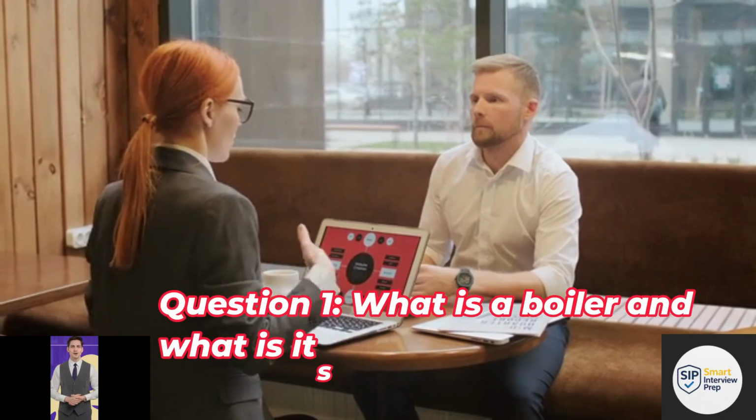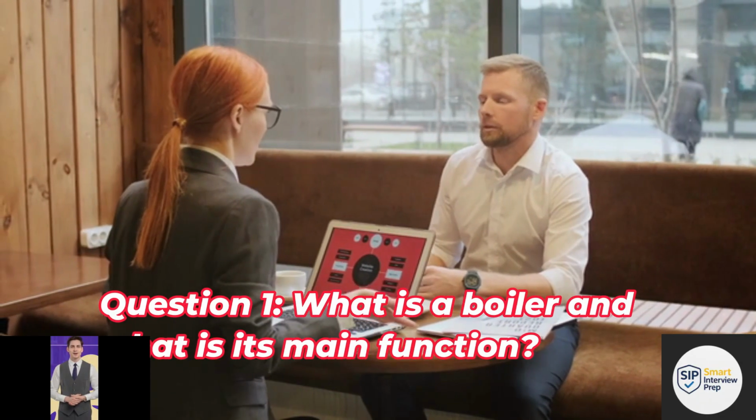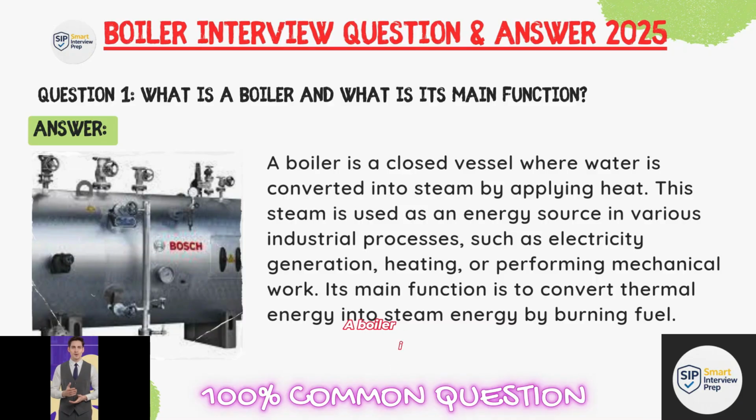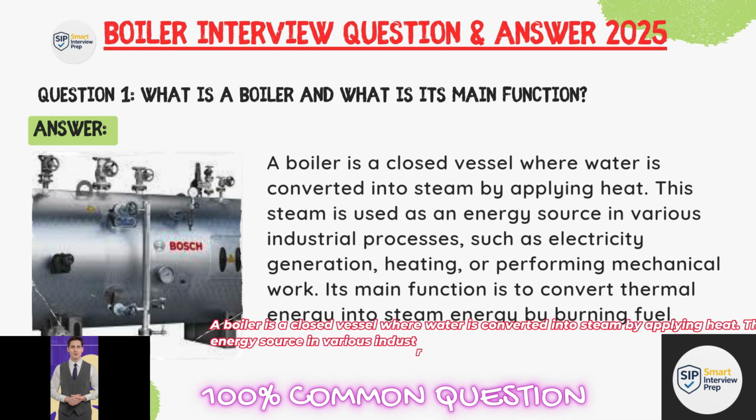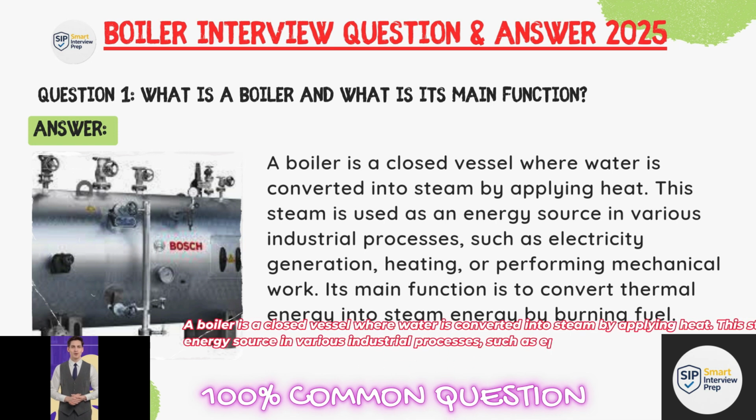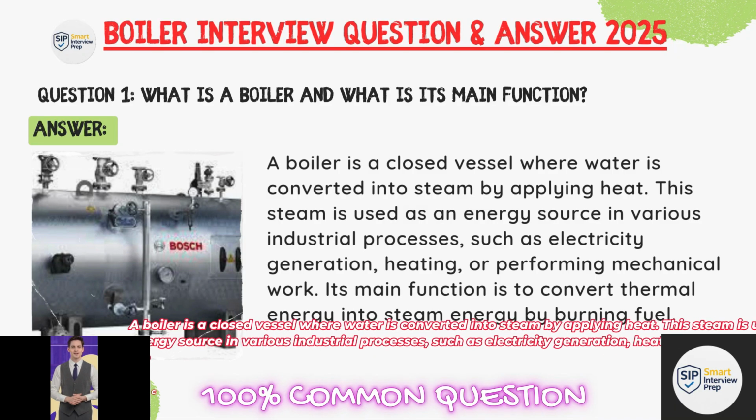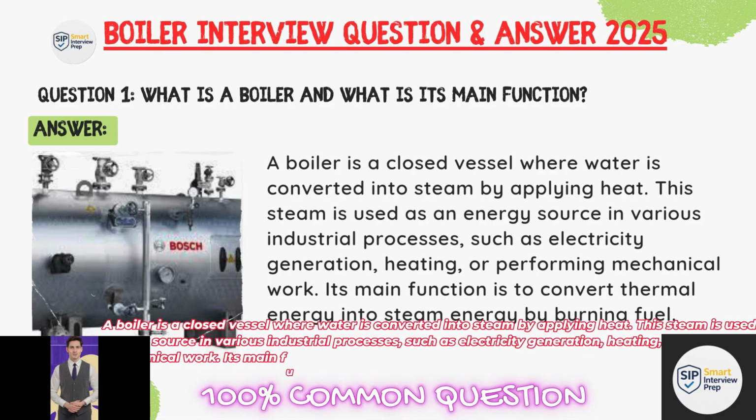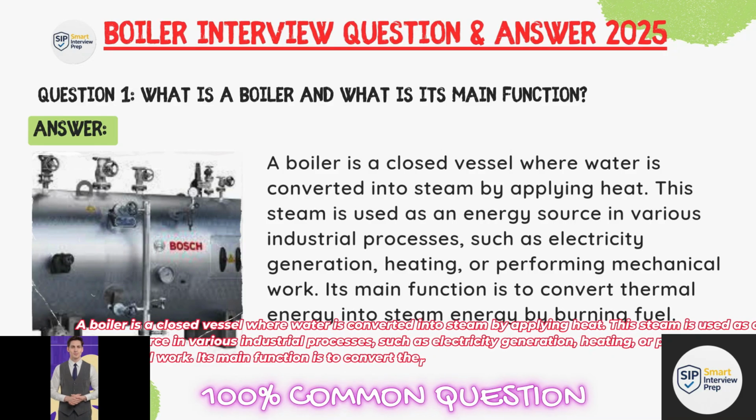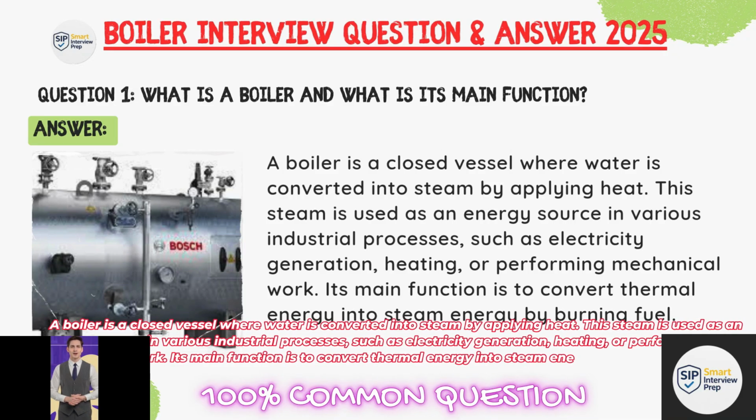Question: What is a boiler and what is its main function? Answer: A boiler is a closed vessel where water is converted into steam by applying heat. This steam is used as an energy source in various industrial processes, such as electricity generation, heating, or performing mechanical work. Its main function is to convert thermal energy into steam energy by burning fuel.